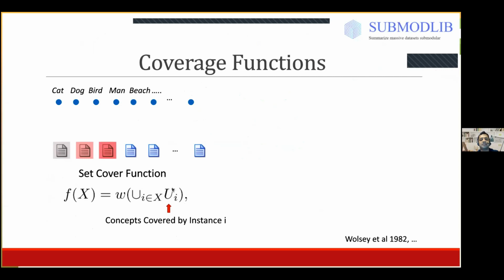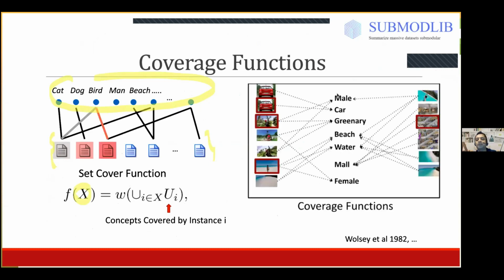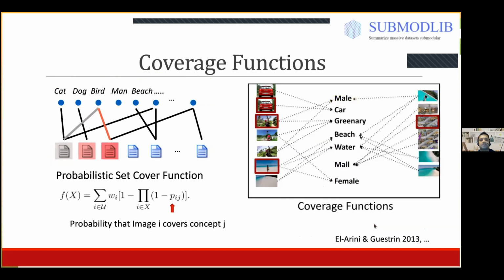The next class is coverage functions, where you're trying to cover a bunch of concepts, maybe keywords here: cat, dog, bird, man, beach, and you'd like to identify a subset of documents that cover these concepts. Or you might be trying to cover objects, male, car, greenery, etc., and in that process identify a relevant subset of images. So the basic idea is to select instances which cover all the concepts.